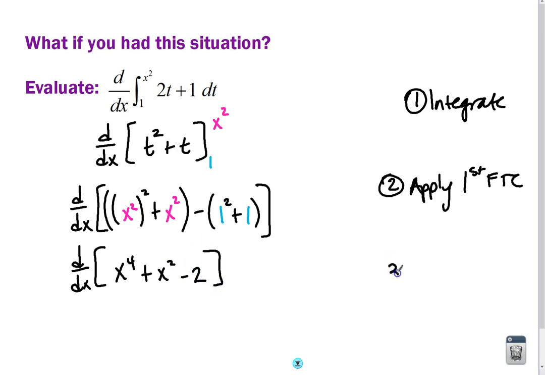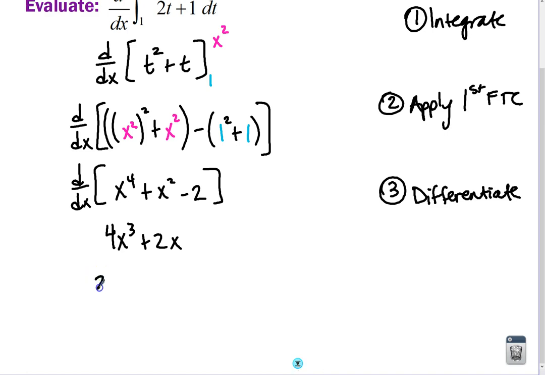Then I want to differentiate from here. So that's going to become 4x cubed plus 2x. That doesn't look quite like what I had before. But is there anything I could factor out? Yeah, I can factor this. I'm going to go ahead and factor out a 2x out of both terms. So take 2x out, and I'm left with 2x squared plus 1.